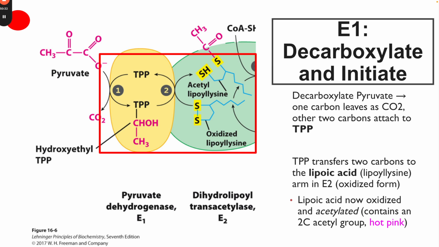What happens after that is the TPP with our 2 carbons transfers those carbons to lipoic acid, which is another cofactor. This has an arm that swings around, and that's what makes the reaction super coordinated. Now when we get to the lipoic acid with our carbons, it is reduced and it's acetylated, so we have our 2-carbon group here. We transition from the oxidized version to the reduced version, so we have the extra hydrogens, and one of the sulfurs of the lipoic acid is connected to our 2-carbon group.